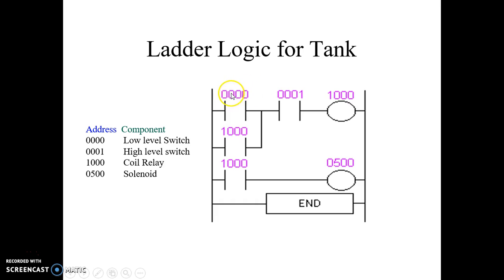These are the addresses. The syntax of addresses differs from manufacturer to manufacturer, so kindly use the user's manual and then give an address to each particular component. So here 0000 is for the low level switch, 0001 for the high level switch, 1000 for the coil relay, and 0500 for the solenoid to deliver the water.